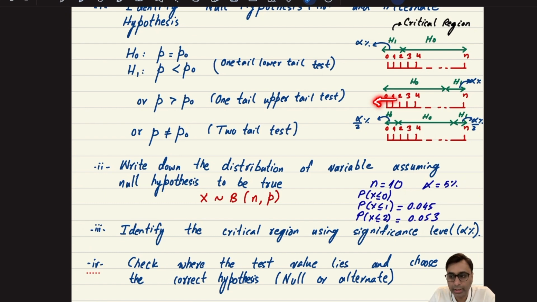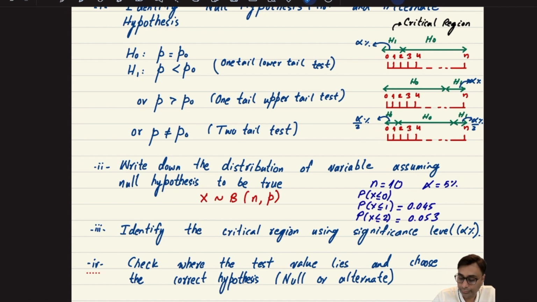So if you know it lies between any two values, then you would know what integer value you have to take for the critical region. So if it crosses between 3 and 4, then your critical region is going to be less than or equal to 3, and so on and so forth.